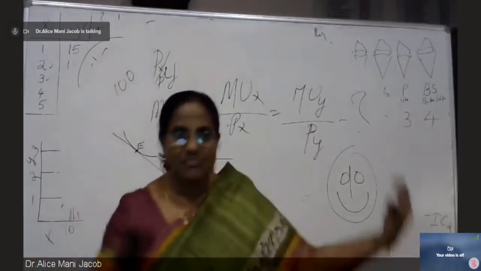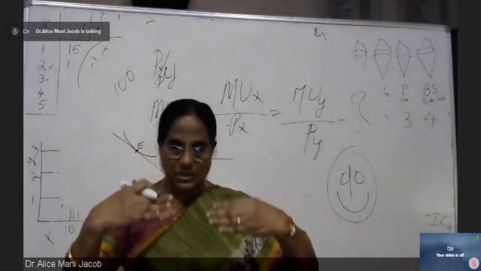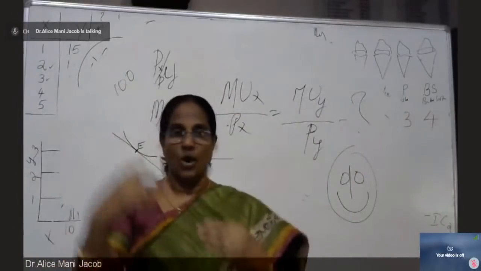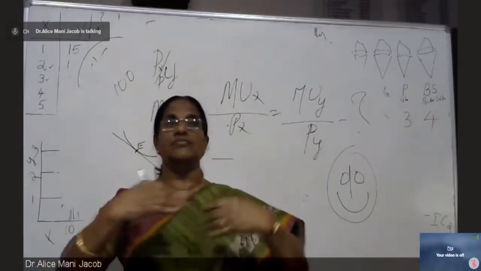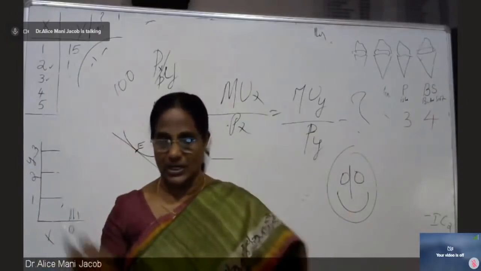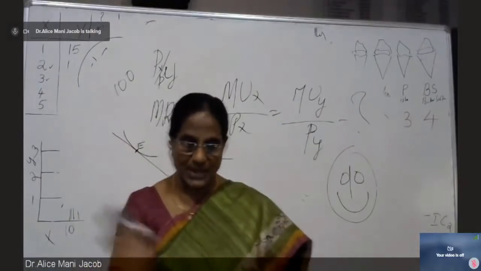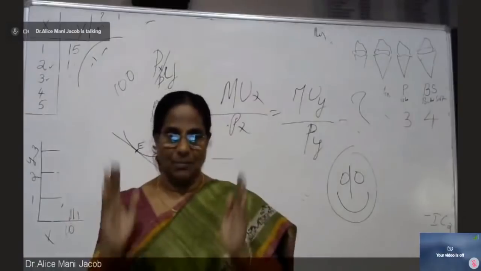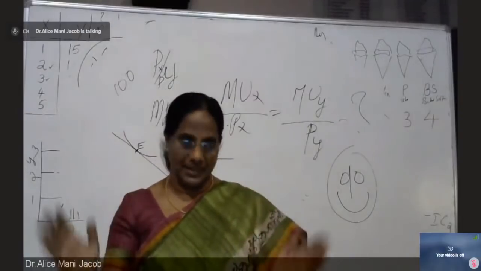So we have traveled through two assumptions. One is the cardinal utility assumption. The other is the ordinal utility assumption. But finally we have reached the same place of equimarginal utility. The consumer satisfaction is obtained by equalizing the marginal utility of money.